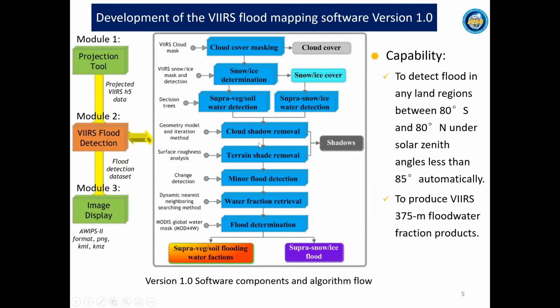And the algorithm is designed to detect floods in inland regions between 80 degrees south and 80 degrees north in latitude during daytime, and produce a VIIRS 375 meter flood water fraction product.